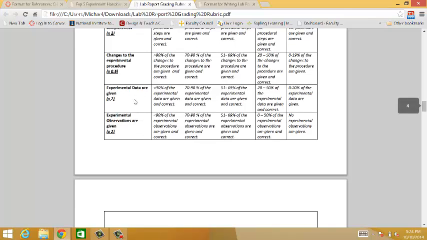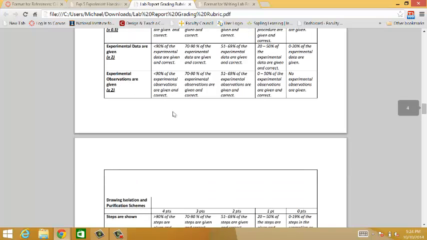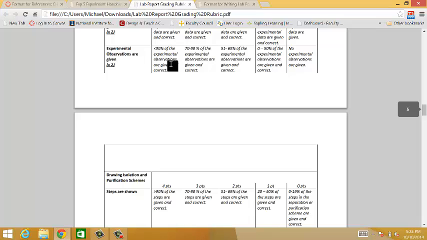Did you give me all of the experimental data that you had? Did you include all of the experimental observations? Now you may say, where do I put the observations about product loss? That's in the section that's coming up.